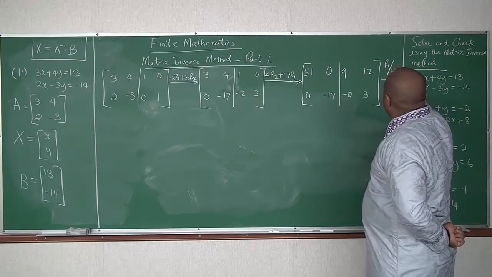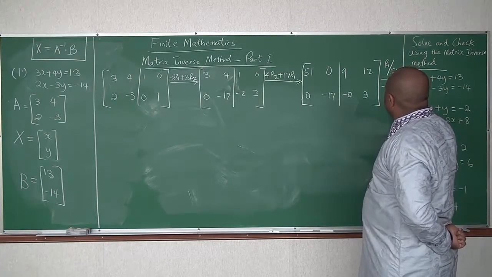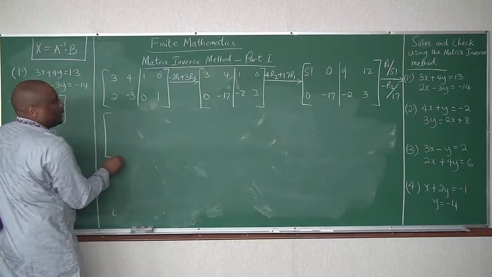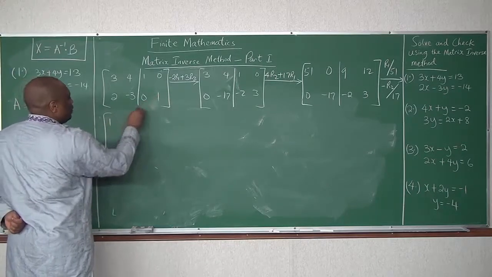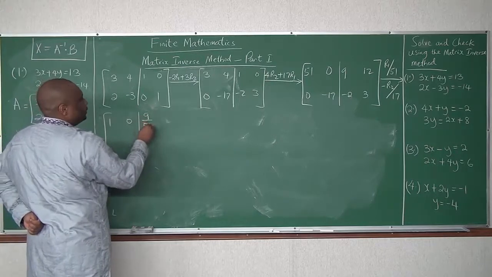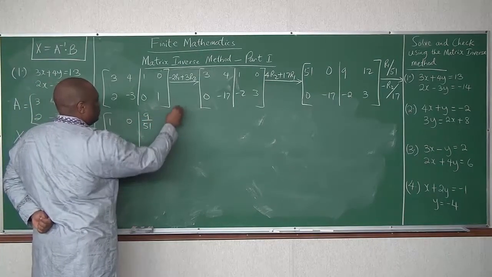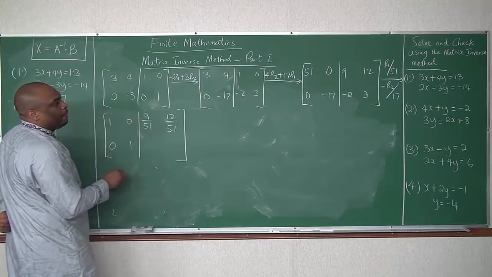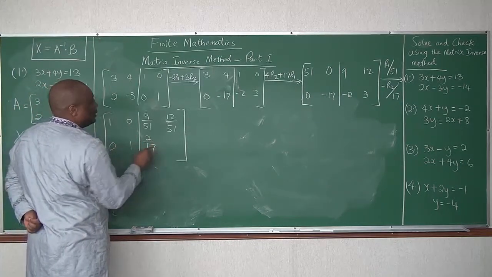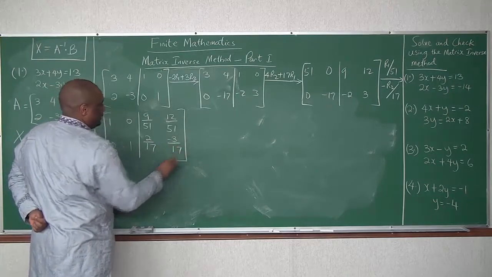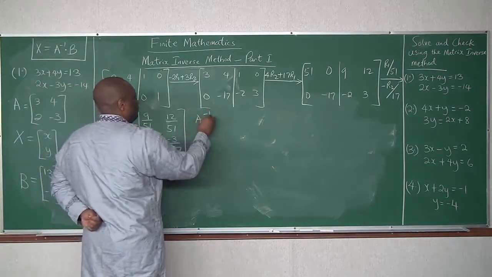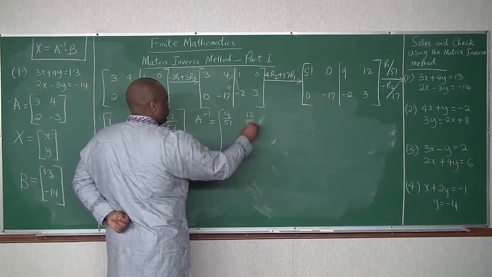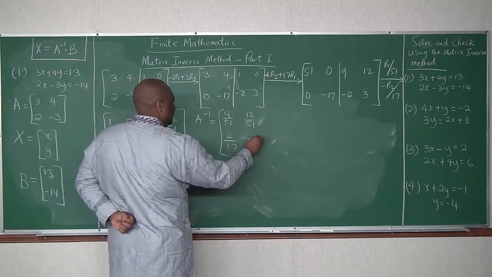R1 over 51 and then negative R2 over 17. So what we got now, this gives us 1, 0, and 9 over 51, 12 over 51, and this gives us 0, negative 17, this is 1, negative 2, 2 over 17, and negative 3 over 17. So our A inverse is going to be what, folks? Our A inverse will be 9 over 51, by row, 12 over 51, 2 over 17, negative 3 over 17.